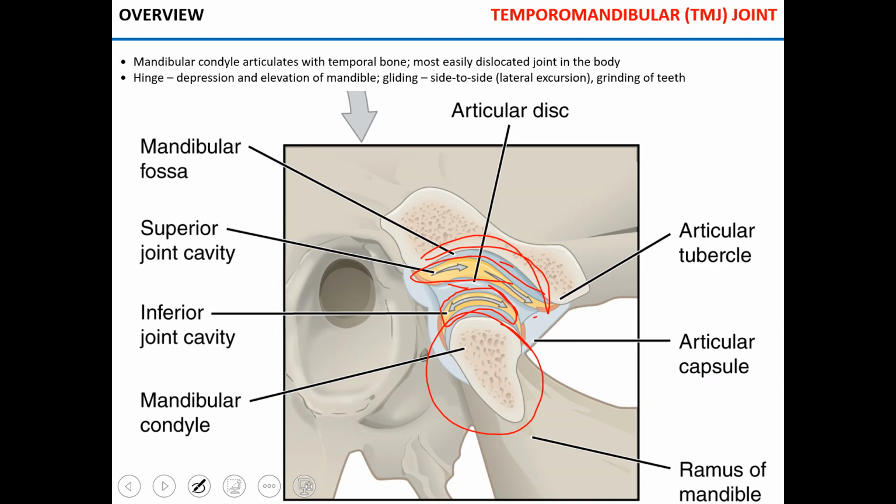The movements that it can produce are gliding movements, side to side, when you grind with your teeth. That's lateral movements. And there are some hinge movements. The elevation and depression of the mandible is the result of the hinge motion at the TMJ.